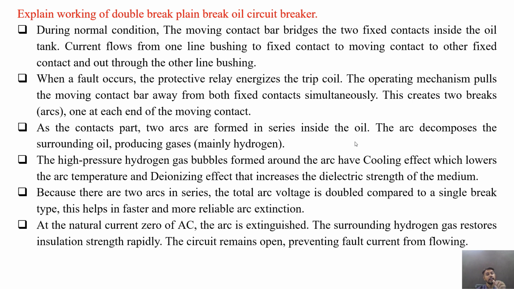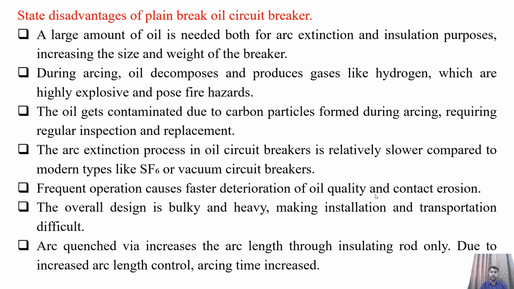Now because there are two arcs in series, the total arc voltage is double compared to a single break plain break oil circuit breaker. This helps in faster and more reliable arc extinction. Now at the natural current zero of AC, the arc is extinguished. The surrounding hydrogen gas restores insulation strength rapidly, and the circuit remains open, preventing fault current from flowing through the circuit. So this is how a double break plain break oil circuit breaker works.